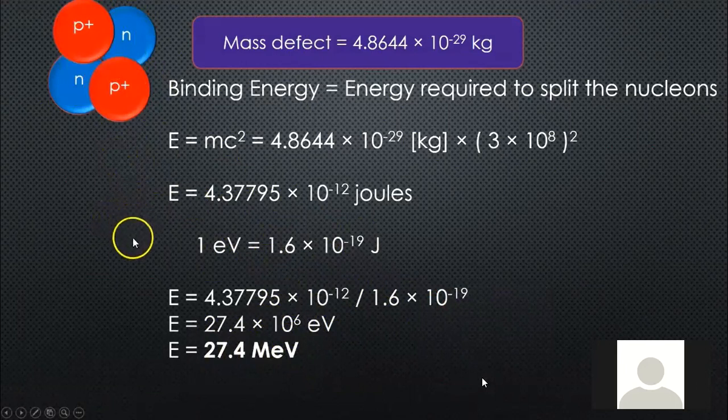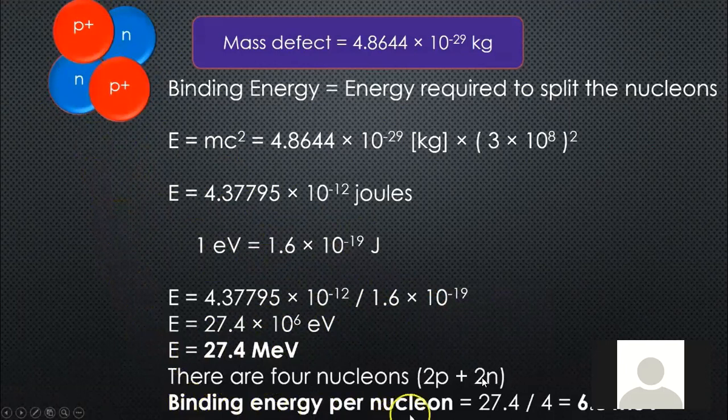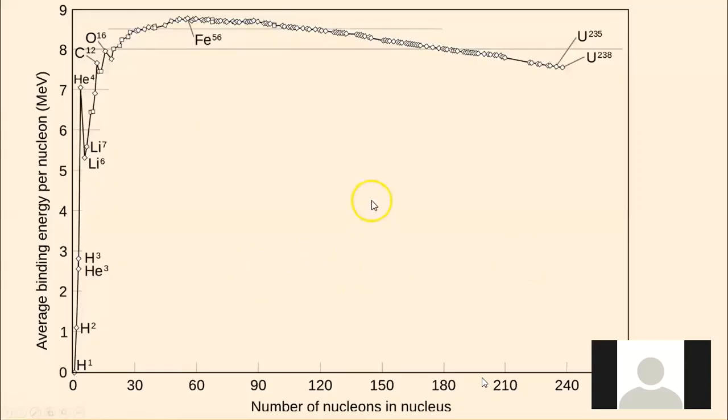Now, it's often more convenient to quote the binding energy per nucleon. There are 4 nucleons here, 2 protons and 2 neutrons. And the binding energy per nucleon, therefore, for helium, is 6.8 MeV by these calculations. So on this graph, the binding energy per nucleon of helium-4 is plotted here, and all of the other elements, and in fact isotopes, can be plotted on a similar graph. You'll notice that the average binding energy per nucleon from hydrogen to helium goes up.